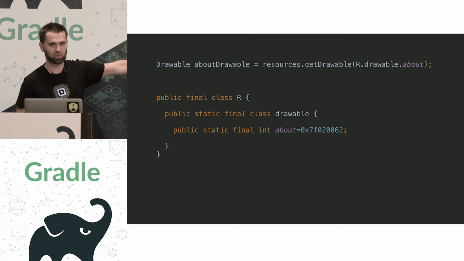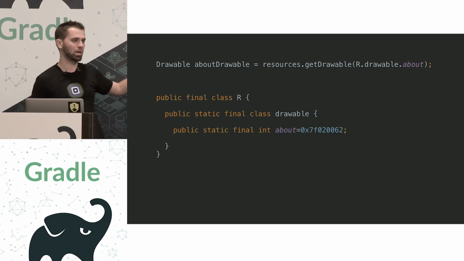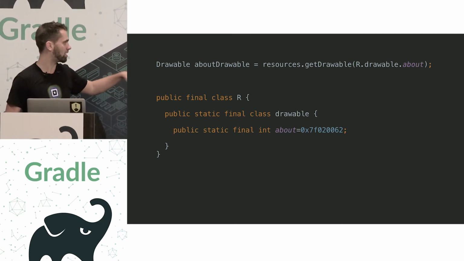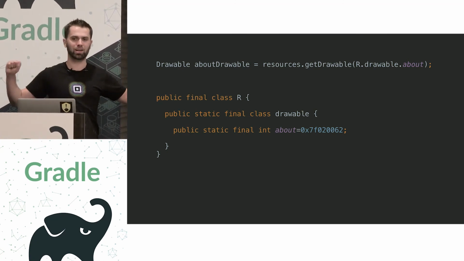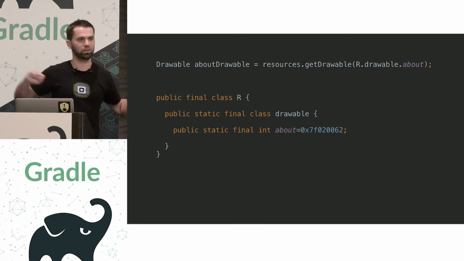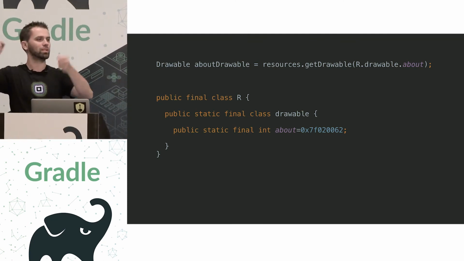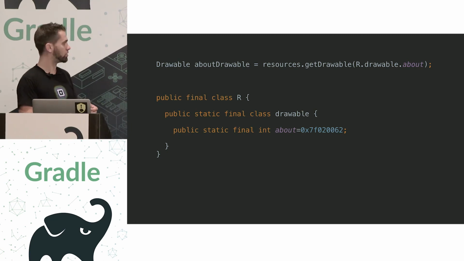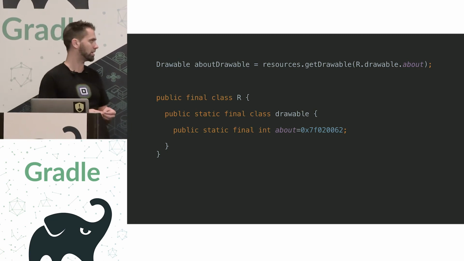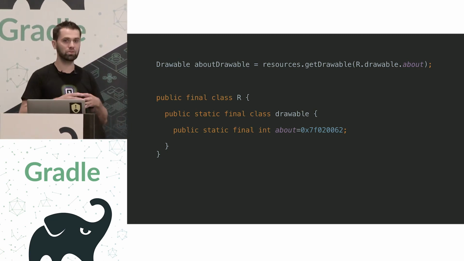There's no notion of namespace, which means that if a library wants to generate its own R file, it cannot say, "I want to claim number 42," because another library could say, "Well, I want to claim number 42," and then you'd have conflicts. So when Android introduced libraries and AARs, they had this really cool idea.